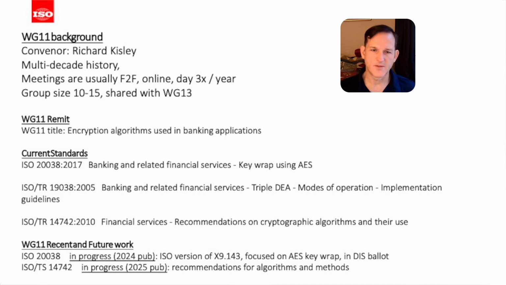The recent and future work concerns those two standards that are active. 20038 is in progress with a hoped for publish in the 2024 timeframe. And I say hoped for because for something in progress, you always hope you will hit the dates, and that may or may not be reflected in reality. As noted above, this is an ISO version of what is now a standard called X9.143 and focused on AES key wrap. So I'll back up a little bit.